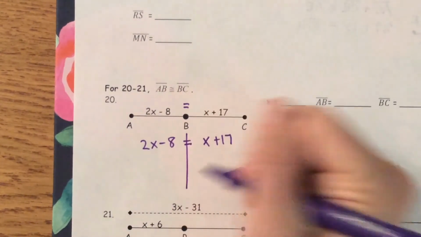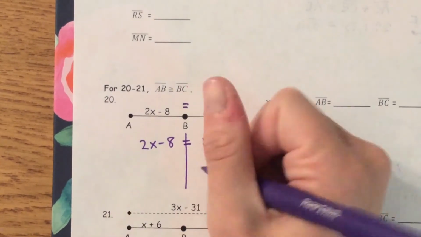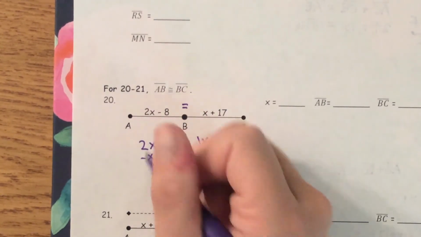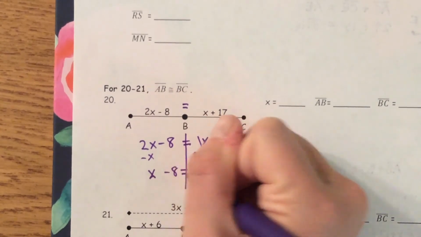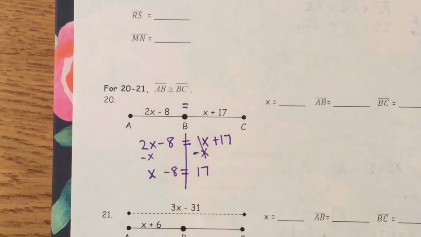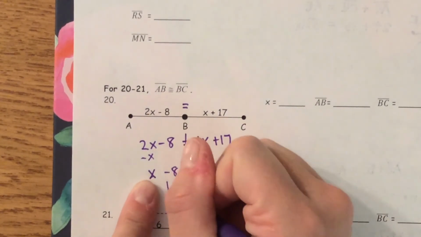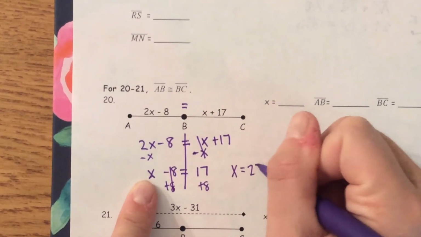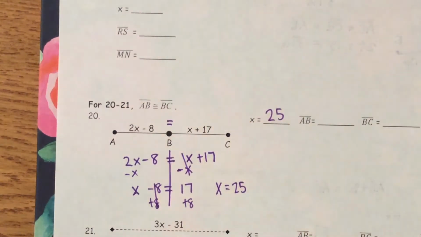I'm going to build my wall, and then the first thing I'm going to do is get this x over here to join that one. So I'm going to subtract x on both sides. So 2x minus 1x would give me x, and then we still have minus 8 equals, now all that's left over here is 17. Then one more step, I want to get this x all by itself, so I'm going to add 8 to both sides. X equals 25. So we can write that up there.